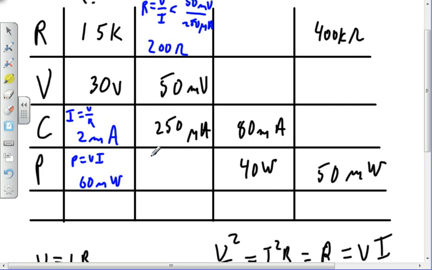Power is voltage times current, 50 millivolts. So I'm going to go 50 double E key minus 3, and then the times key, 250 double E minus 6, enter. And I'm going to write down an answer, and I'm going to get what? 50 double E minus 3 times 250 double E minus 6.